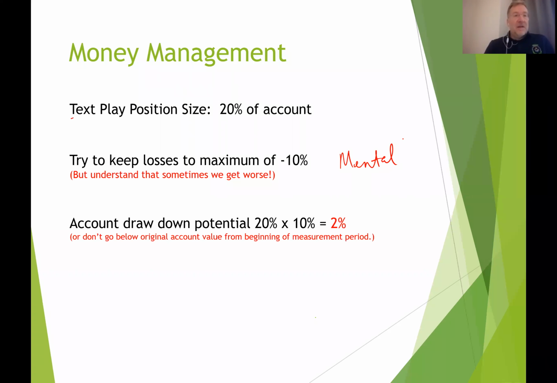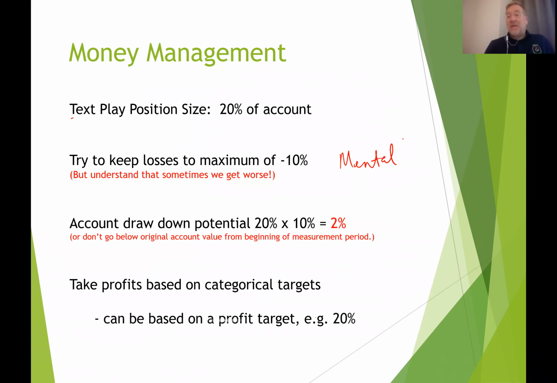And as you saw in the Excel sheet that I put up on Tuesday, if you do that, you're going to grow your account very, very, very quickly. Okay. Take profits based on categorical targets. And so what I'm leading up to here is a trade plan. Now you can take those profits based on a profit target, and that's what we do with text plays, 20%.